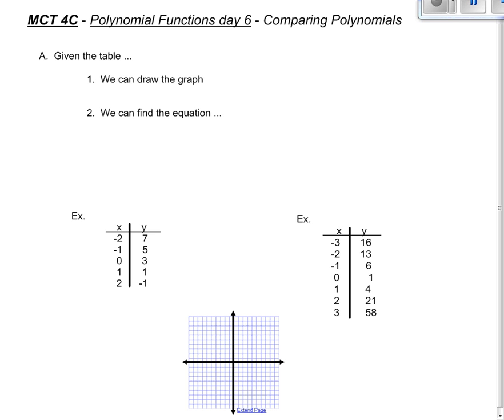So I've got two examples below. On the first one, we have a table of values, x, y, minus 2, 7, and so on. The first thing we should do is to calculate the first and second differences and so on and determine what type of an equation it is. So for our first differences, 5 take away 7 is negative 2, 3 take away 5 is negative 2, and so on. Our first differences are all the same, therefore it is linear.